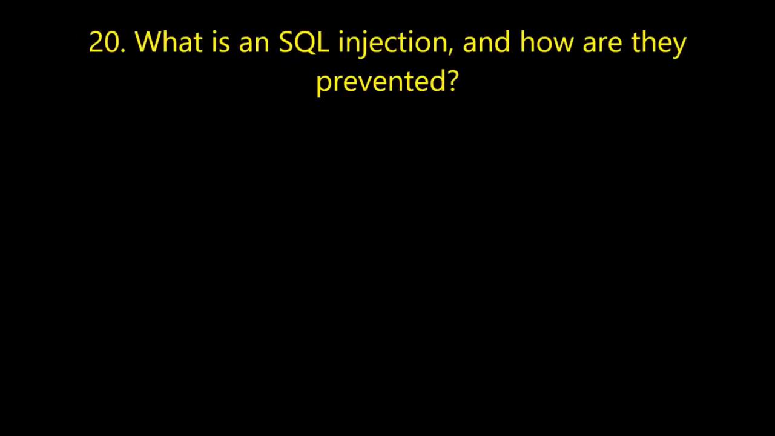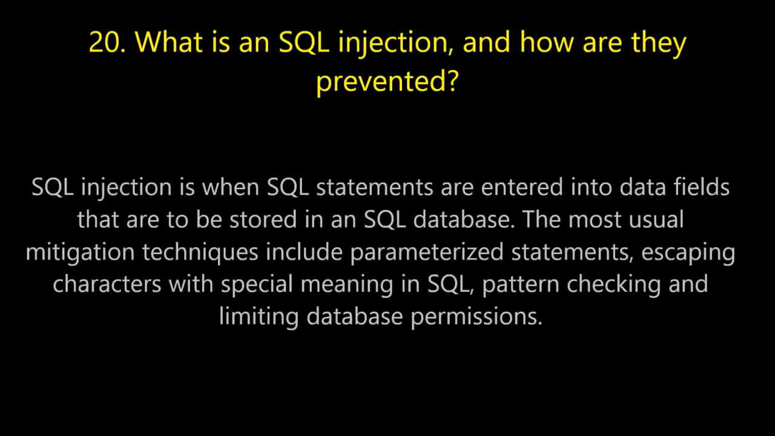Question number 20. What is an SQL injection, and how is it prevented? SQL injection is when SQL statements are entered into data fields that are to be stored in an SQL database. The most usual mitigation techniques include parameterizing statements, escaping characters with special meaning in SQL, pattern checking, and limiting database permissions.